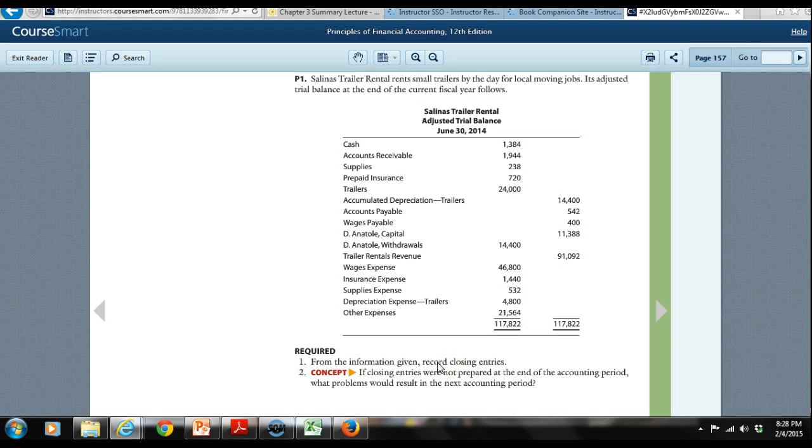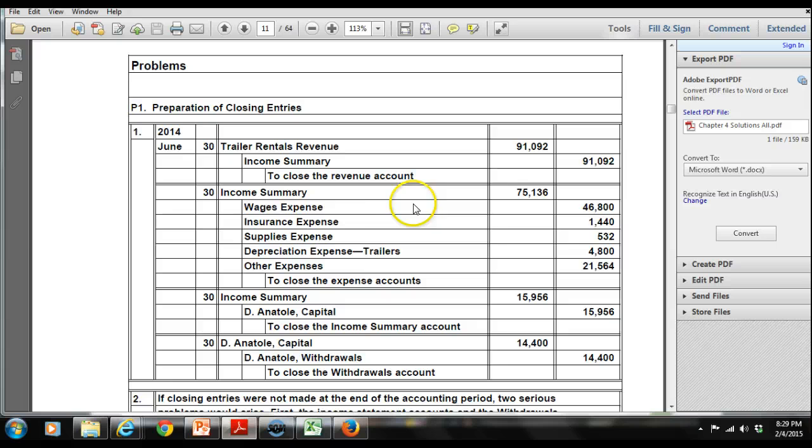Then, what's the next step we're going to do? We're going to do income summary, which will be the total of our wages, insurance, supplies, depreciation expenses. We're going to zero out all of our expense accounts. So we're going to take exactly what you said: wages expense, insurance expense, supplies expense, depreciation expense for trailers, other expenses. The way we close those out is exactly what Celeste says. We debit income summary and we credit each one of those accounts. Try it on your own, and you'll see the total of income summary should be $75,136.